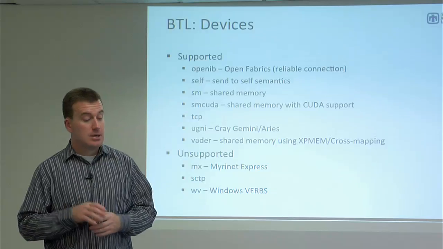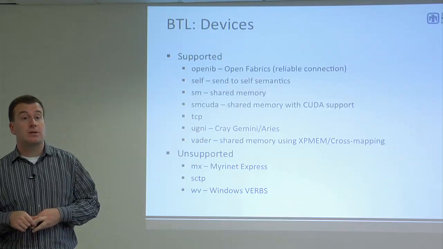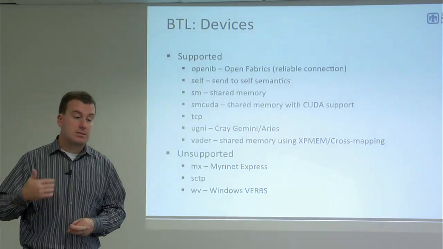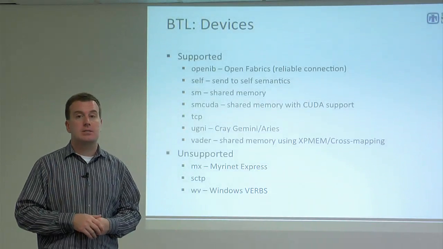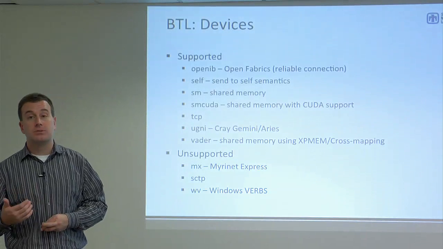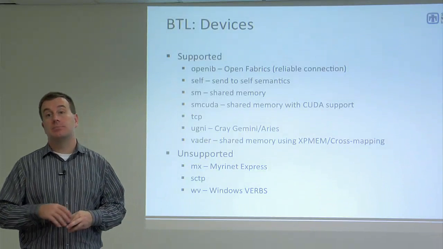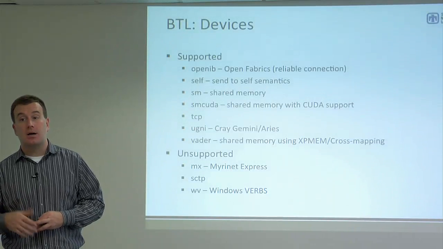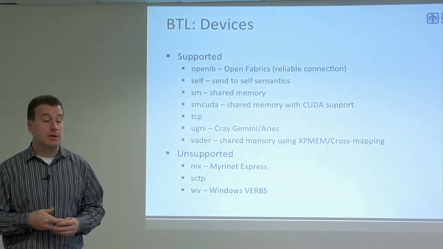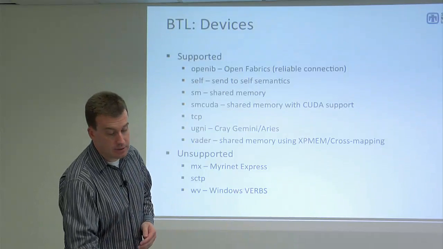And then unsupported, there's a high-speed networking interface called MX, or Myrinet, that had an interface called MX. We support that. The SCTP protocol, and then Windows verbs. Those exist in the Open MPI source tree, but really aren't supported today, either because they don't have maintainers who are actively supporting them, or because the hardware that they were used for has been retired.